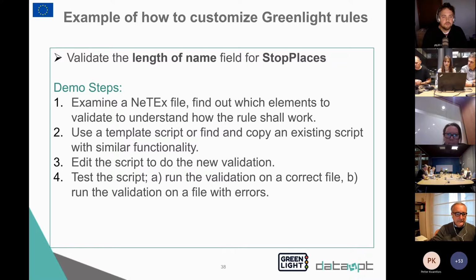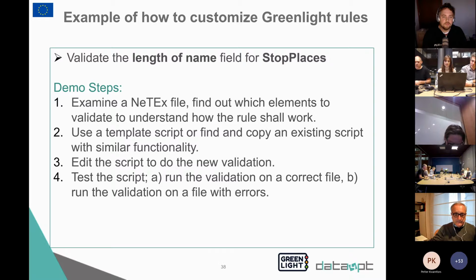And I'm going to show you how to do this, and I try to do it as simple as possible. So this is a really simple example. But the first thing you need to do is to understand what you are checking and what you are looking for in the XML file. So you have to know which element you want to check and how they relate to other elements. So that's the first thing.